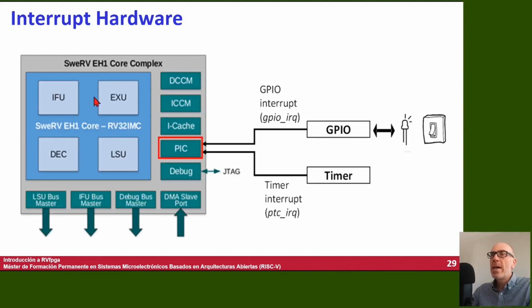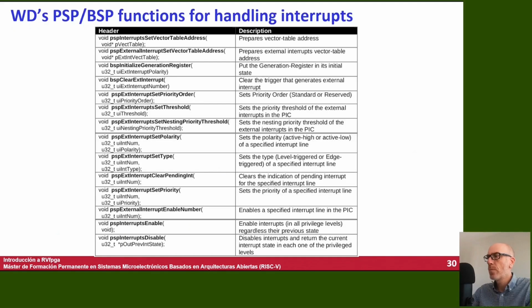The RVfpga SoC has an interrupt controller with 2 external lines, one from a timer and one from the GPIO. Remember, the GPIO connects to the board's switches and LEDs. We could use register level interrupts, but it's complex. Luckily, Western Digital libraries offer functions to configure and use interrupts. In our upcoming programs, we'll utilize these functions.